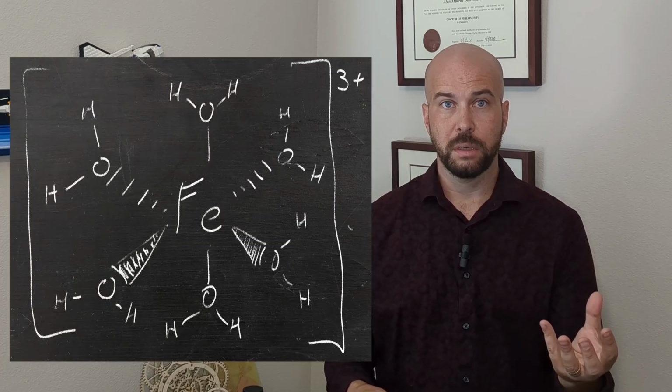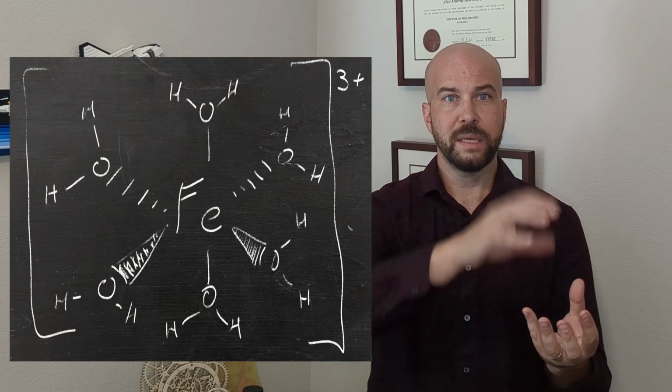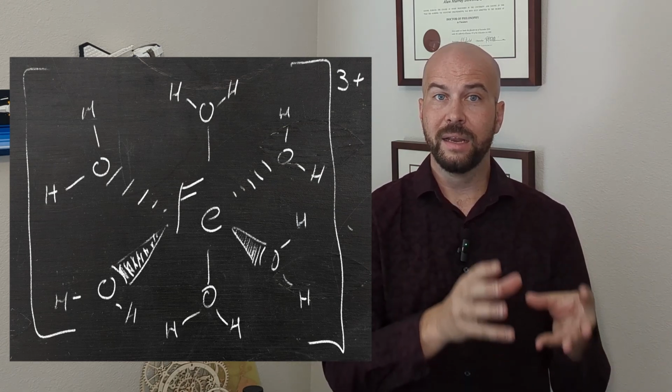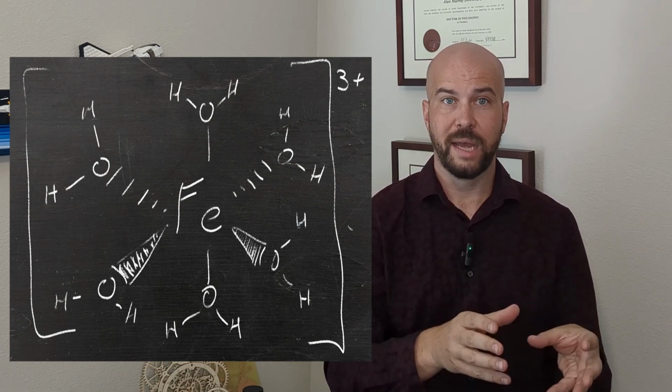So now we can start to have acid-base systems that don't even involve hydrogen anymore. We can start to have metals acting as Lewis acids. So if we have a transition metal like iron dissolved in solution, and water molecules begin to come and coordinate to it, the iron is acting as a Lewis acid.